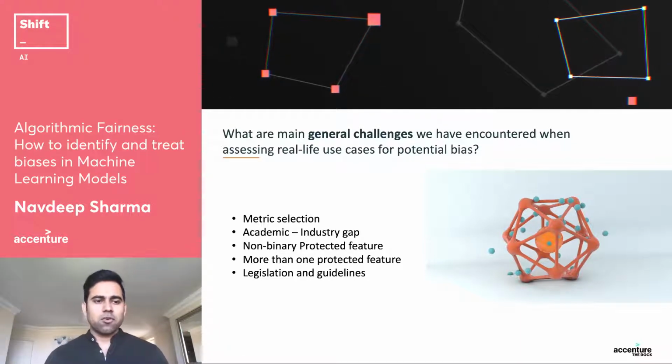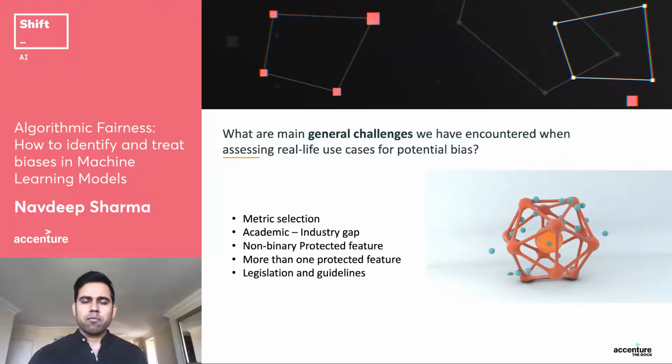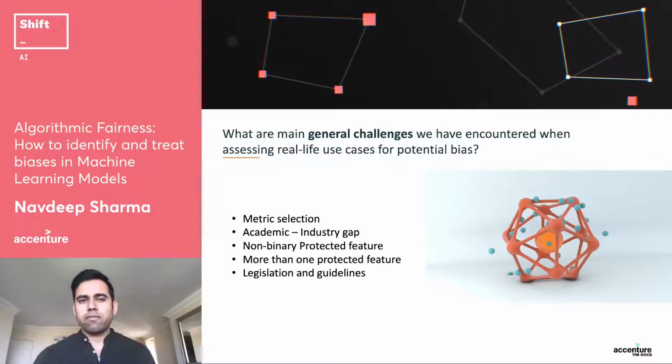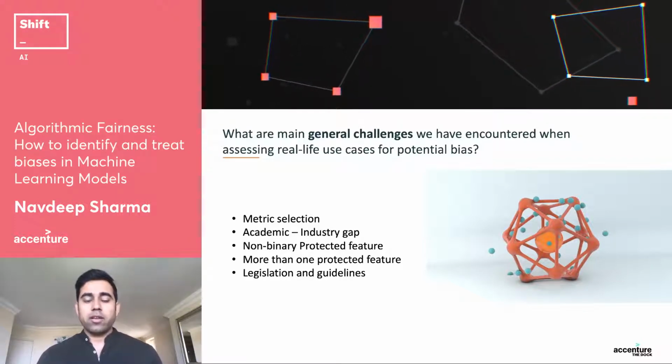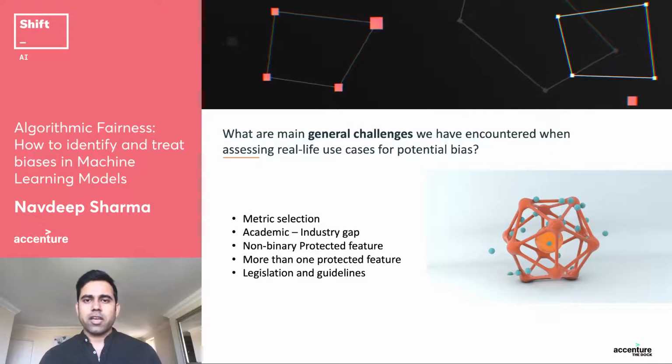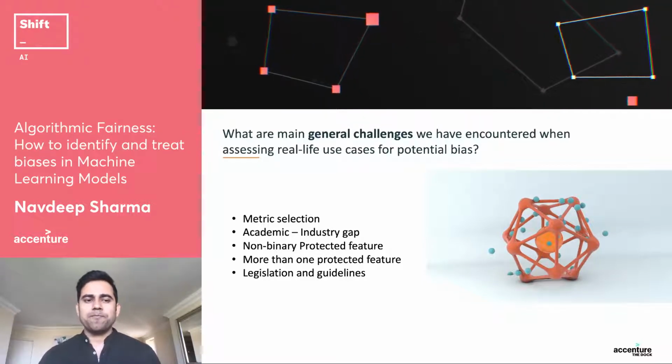Second challenge was the academic and industry gap. Academic research has been soaring in the past few years around algorithmic fairness, but in the industry, there are no real tools or utilities which can treat algorithmic bias at large scale of data.